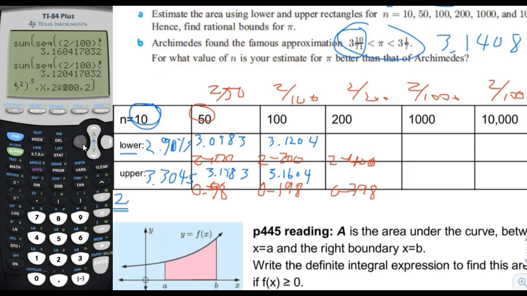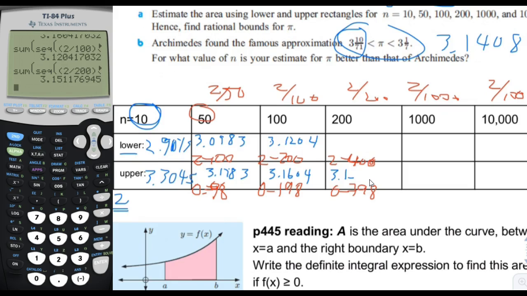Now we're going to do n equals 200. So now we're going to have 0 to 398. That number is going to go here. Now these are going to start taking a while, so whenever they run, I'm going to just pause it so that you don't have to wait for it to come back. 3.1512. Okay, we're getting a little bit closer.